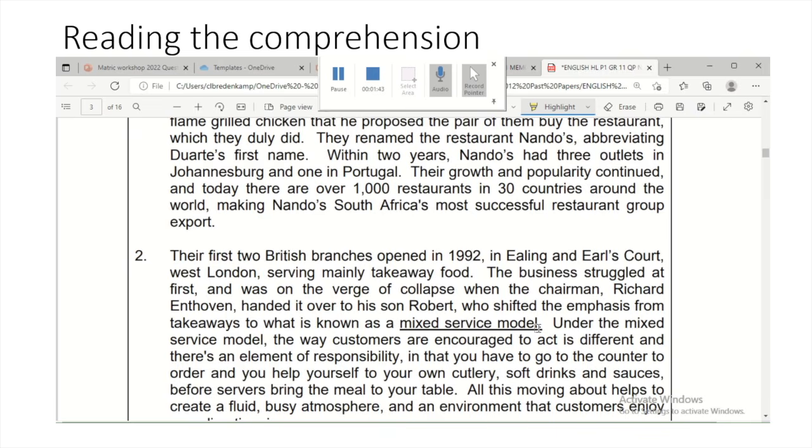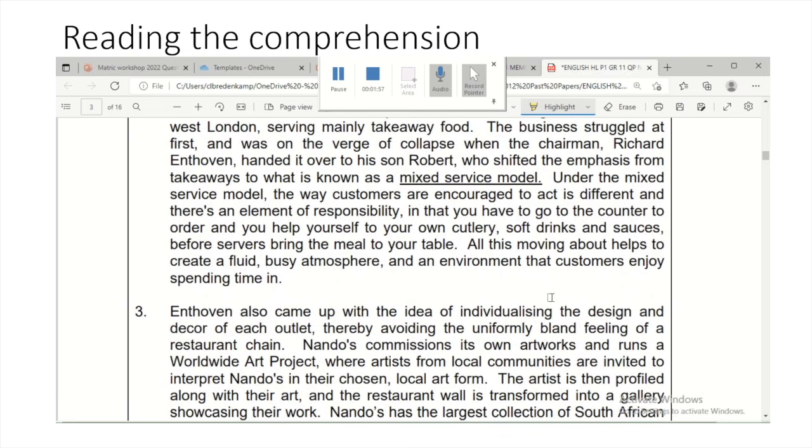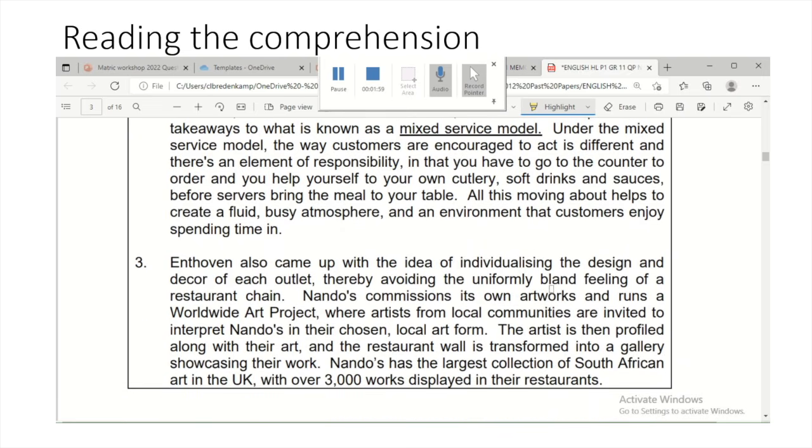The business struggled at first and was on the verge of collapse when the chairman, Richard Edenhoven, handed it over to his son, Robert, who shifted the emphasis from takeaways to what is known as a mixed service model. Under the mixed service model, the way customers are encouraged to act is different and there's an element of responsibility. You have to go to the counter to order, you have to help yourself to your own cutlery, soft drinks and sauces before the servers bring you your meal to your table. All this moving about helps to create a fluid, busy atmosphere, an environment that customers enjoy spending time in.